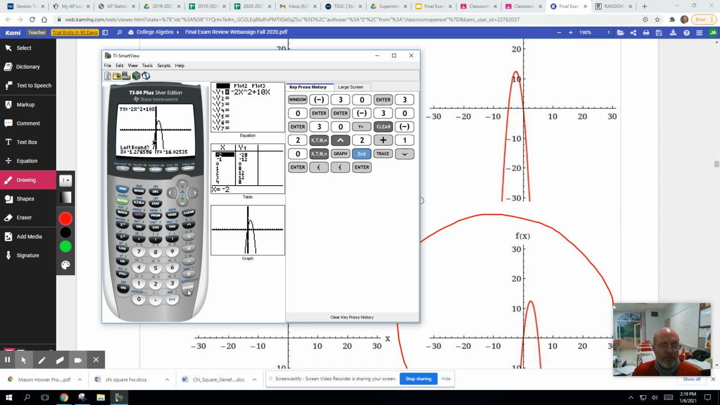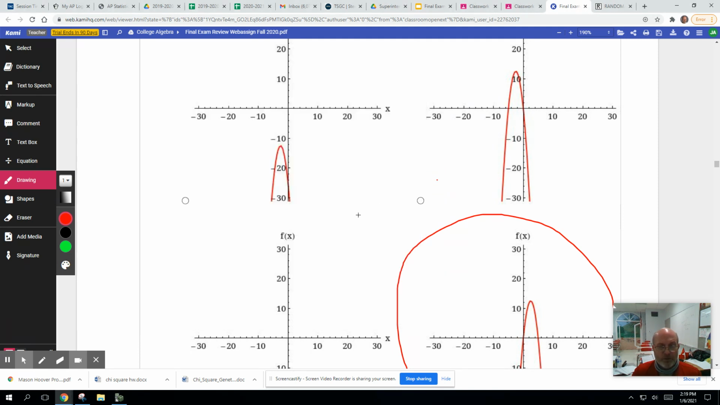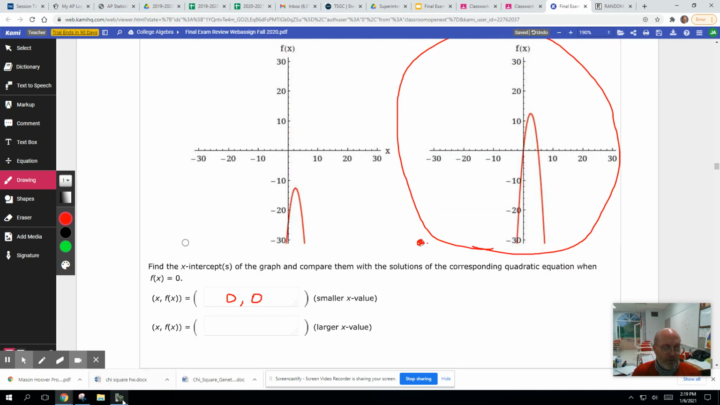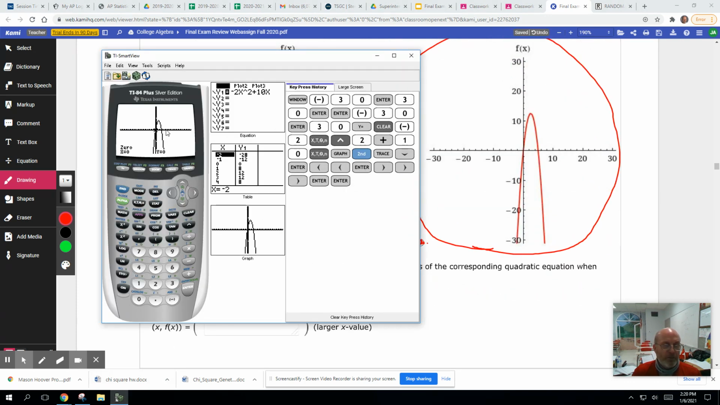We're going to set the left bound on the left side. And it asks us for a right bound, so we're going to move to the right side of where it crosses the x-axis. We're going to hit enter, and then it's going to ask us to guess. We're going to enter. And so the point 0, 0 is the solution. So when we go down here to our answers, the first is the point 0, 0. Then for the larger x value, we're going to go to the calculator and find the other x-intercept right here.